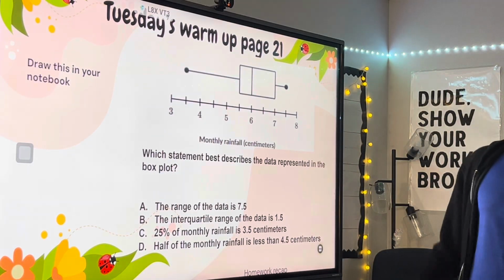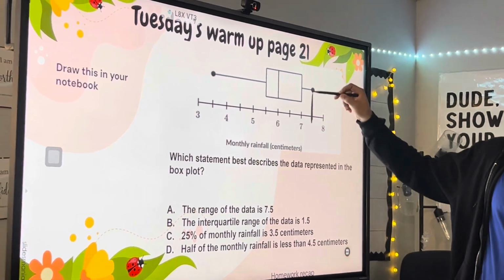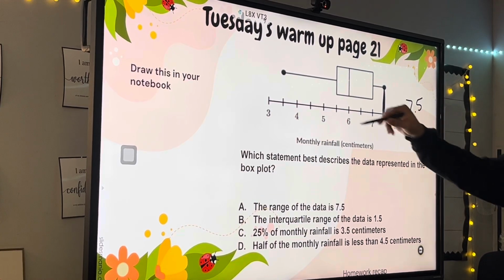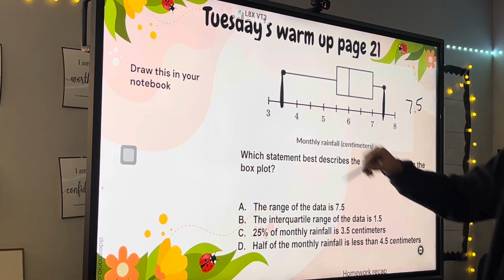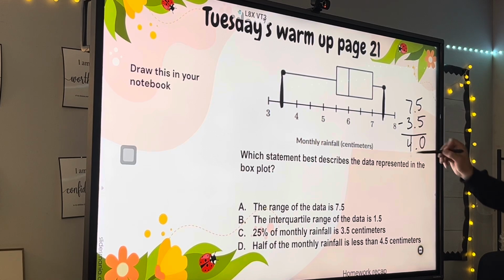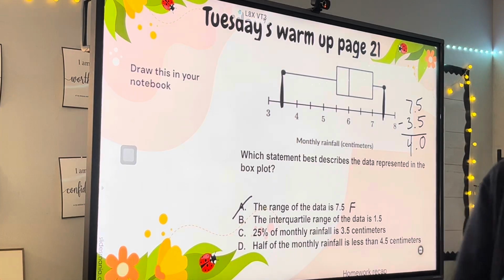Highest, lowest value, right? So that means in a box plot, we're looking for the maximum, which is at where? 7.5, okay. And the minimum, which is at 3.5. So that means we need to subtract 7.5 minus 3.5. 5 minus 5 is 0. 7 minus 3 is 4. So is this true? Was the range of the data 7.5? No, so we can put an F here. This is false, and we cross it out.